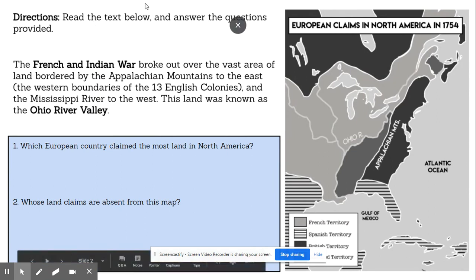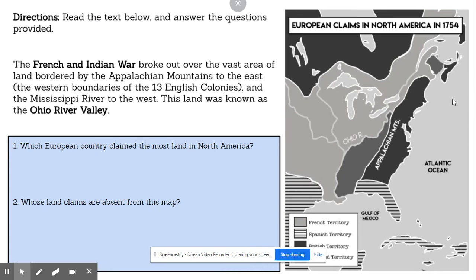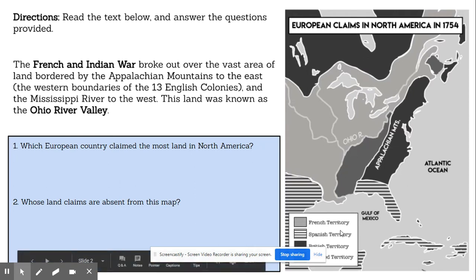So we have this map. The French and Indian War broke out over the vast area of land by the Appalachian Mountains. So if you look right here, to the east and western boundaries of the 13 colonies, and the Mississippi River to the west. And this was known as the Ohio River Valley. And here's the key right here.